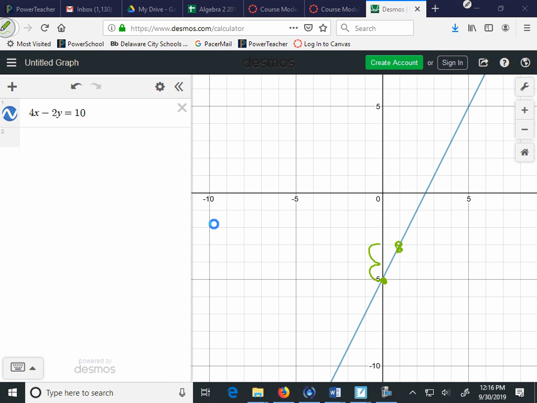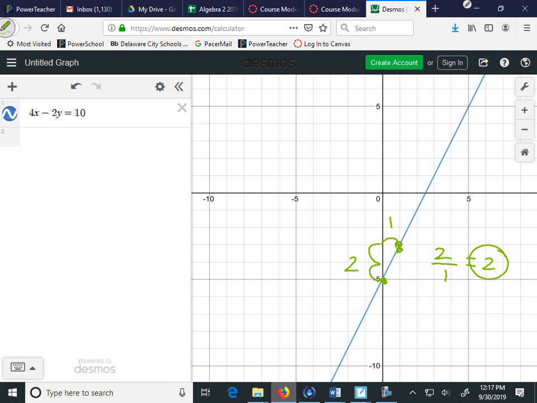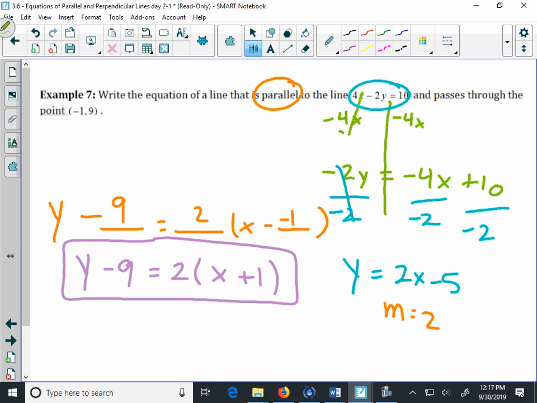We went up 2, so it's positive. We went right 2, so it's positive. So the slope of this line, from just doing rise over run, is 2 over 1. That's the same slope we got for doing all this work in solving. So you can also just plug it into Desmos, count your rise over run to get your slope, and then you write your equation just like we did there. You get the right answer. It's less work. I don't care which way you go.